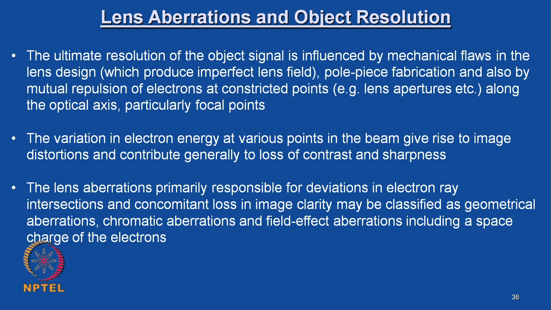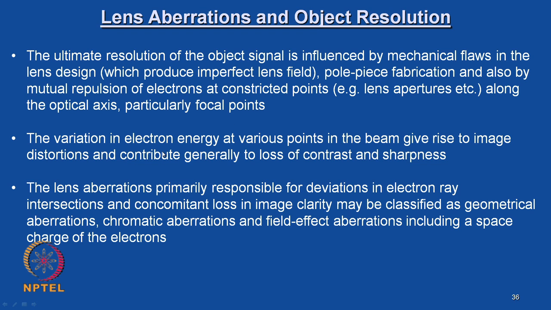So let me read out a few introductory remarks for the aberrations of the electron optical or electromagnetic lens systems. The ultimate resolution of the object signal is influenced by mechanical flaws in the lens design, which produce an imperfect lens field, by pole piece fabrication, and also by mutual repulsion of electrons at constricted points, that is the focal points, lens apertures, etc., along the optical axis, particularly the focal points.